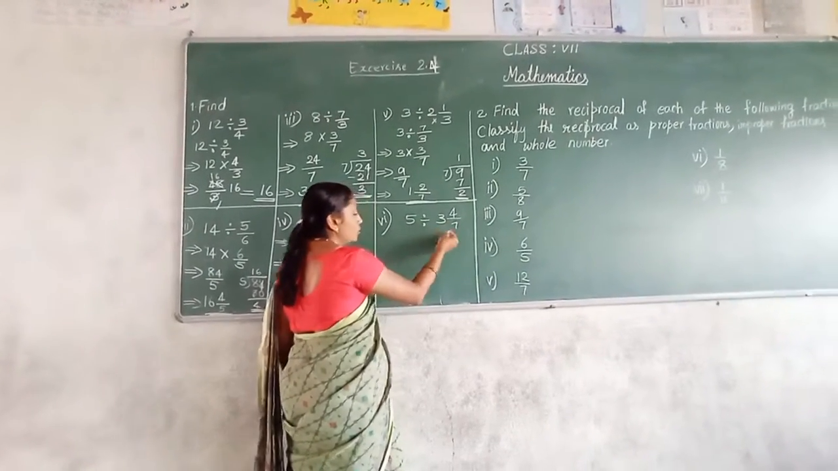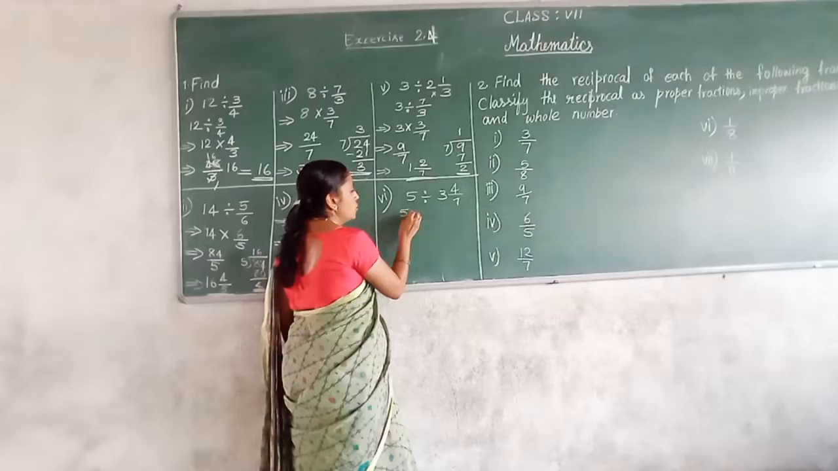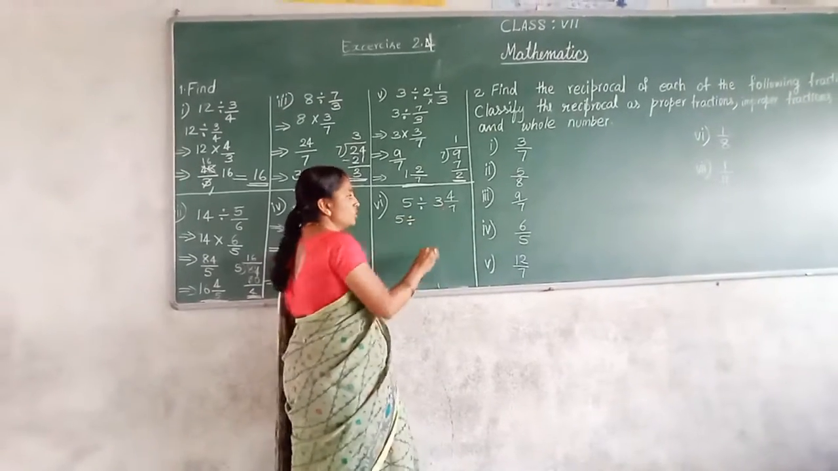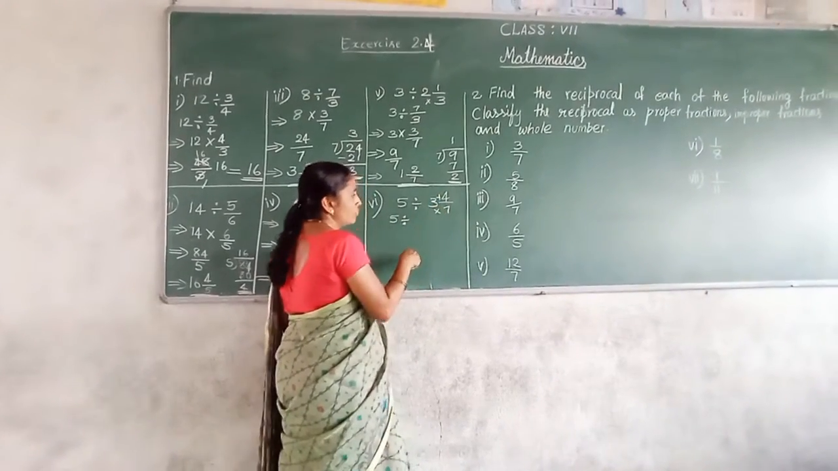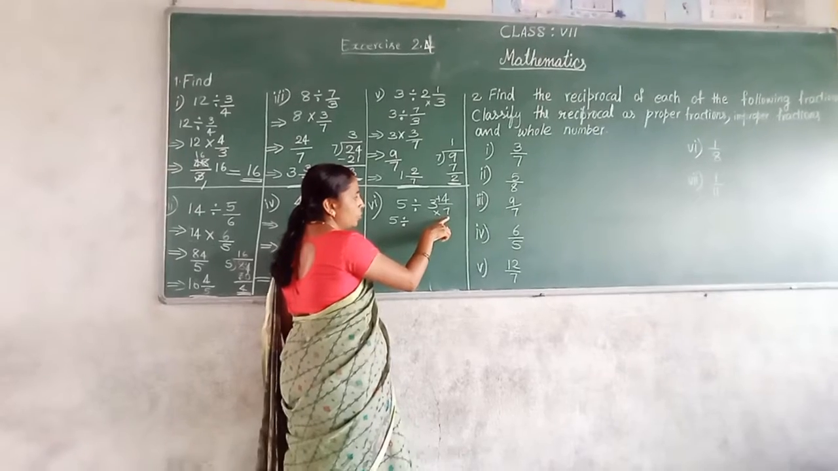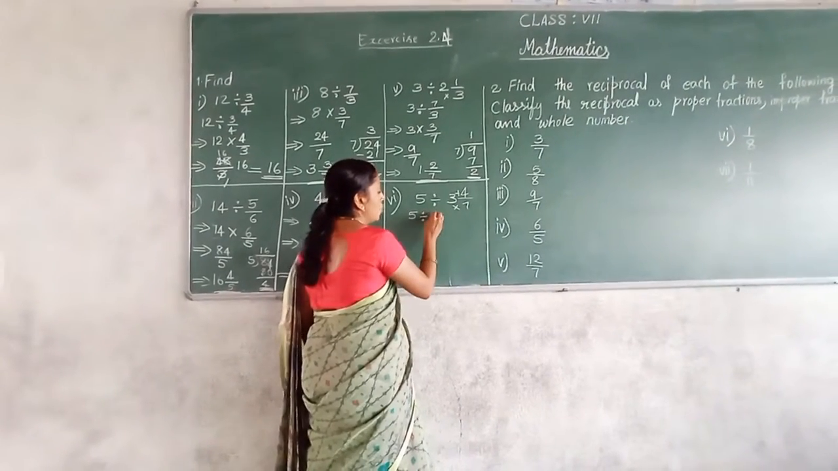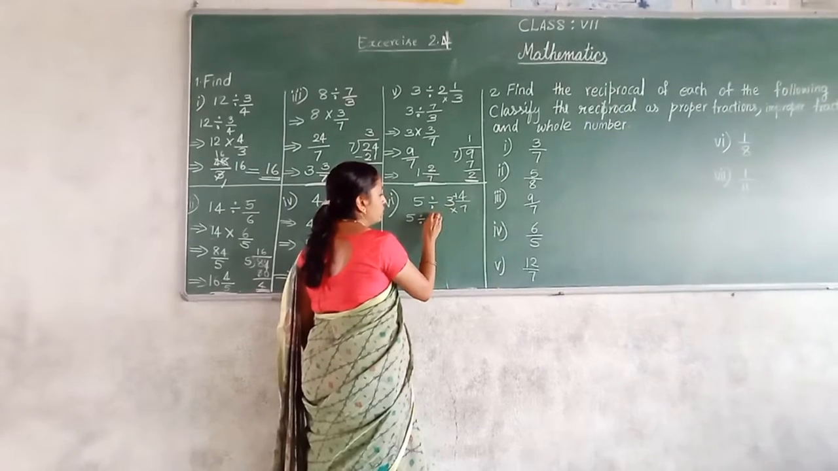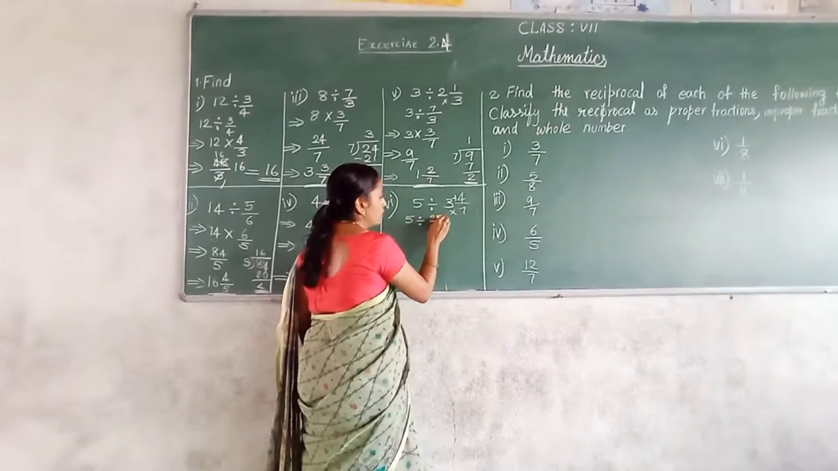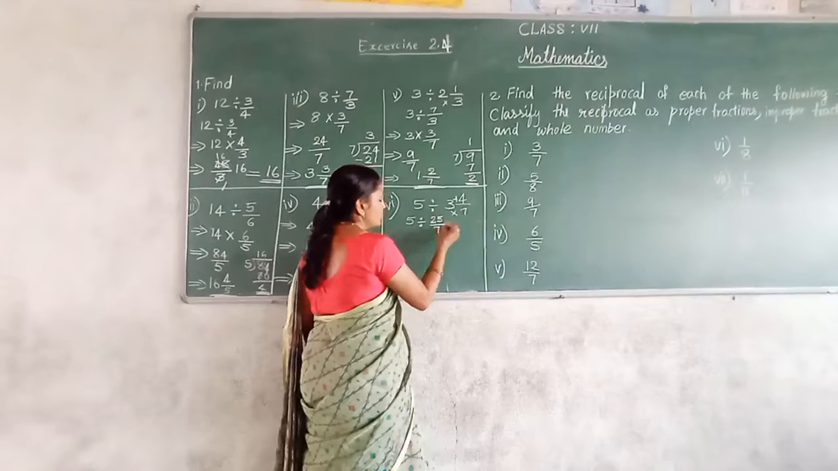5 divided by... Here also it is a mixed fraction. So our first duty is to convert it into an improper fraction. As I told you, you have to multiply the denominator and the whole number. 7 3s are 21 plus 4, 25 upon 7.